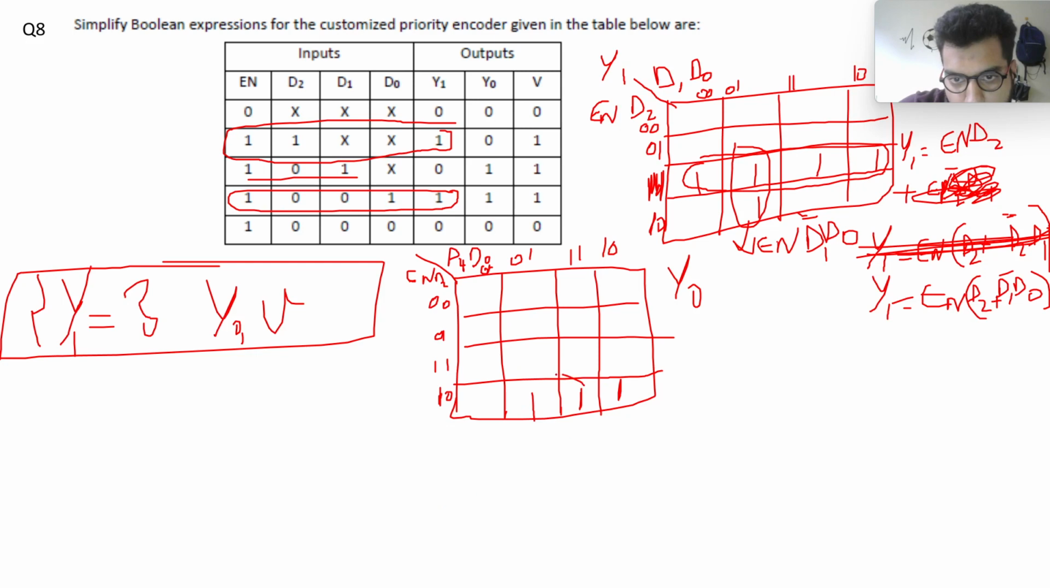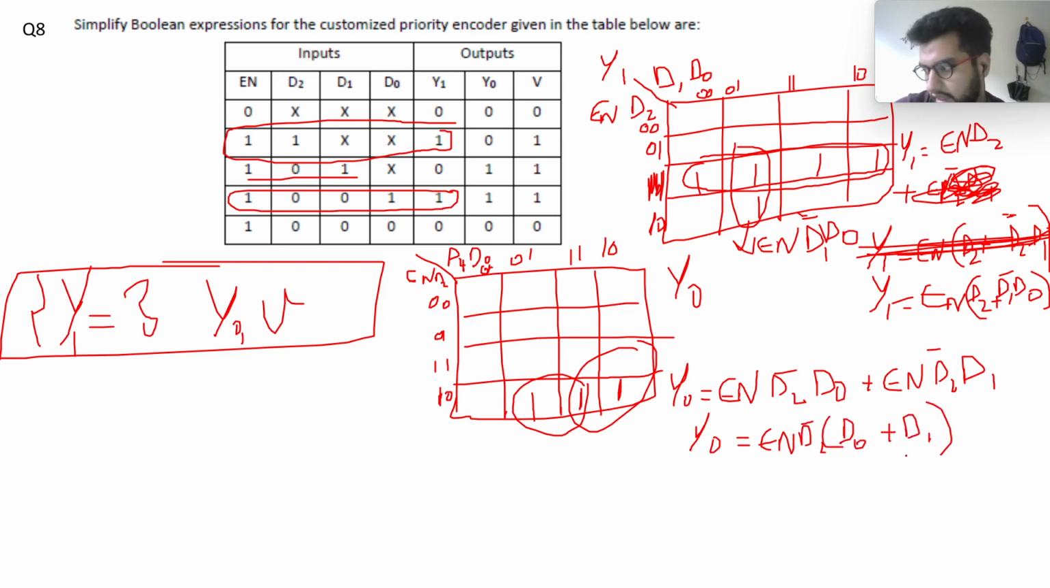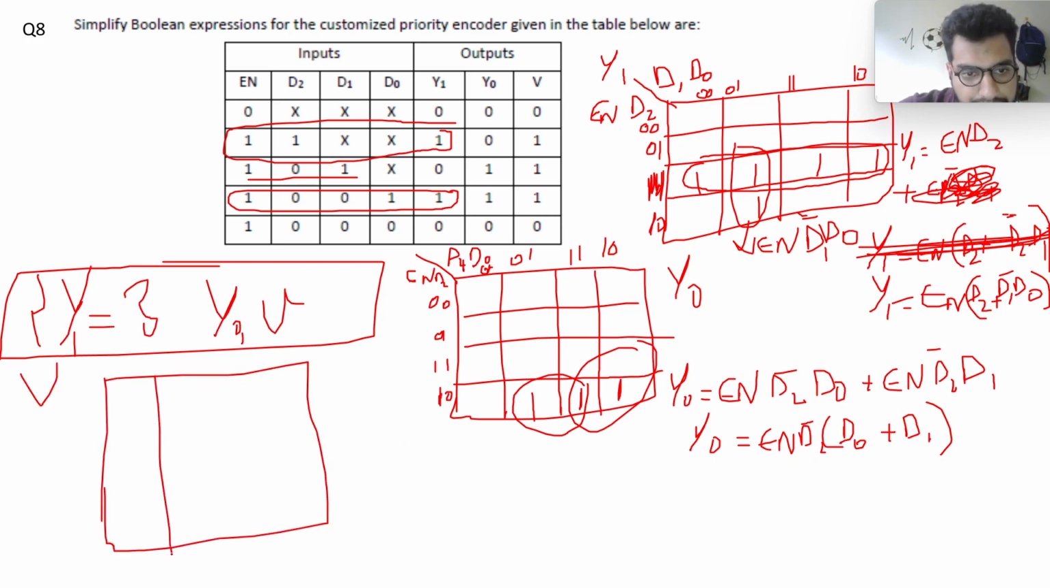So now minimizing this, we get these two pairs. So my y0 is equal to en d2 bar, and the term coming from this is d0, and the other term is en d2 bar d1. So y0 will be equal to en d2 bar d0 plus d1. And finally we have the v, we can draw this K-map like this.